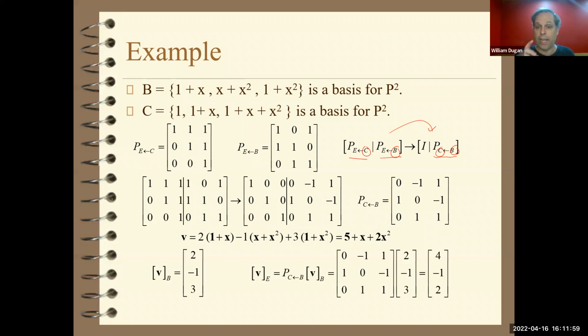But that means I can figure out the coordinates relative to C. There's a typo here. That should be a C there, not E. And that's found by just taking these coordinates relative to B and multiplying by the change of basis matrix that goes from B coordinates to C coordinates. Doing that multiplication, you get the vector 4, -1, 2. So we can check our work too, because we know what the basis C is. I can form a linear combination from the basis vectors in C using the scalars 4, -1, and 2. And by doing so, notice you get the exact same vector.